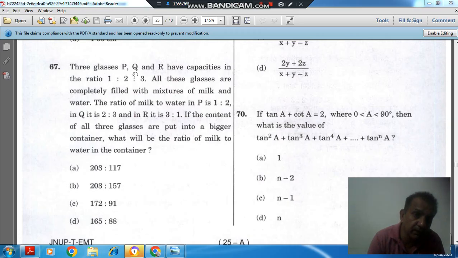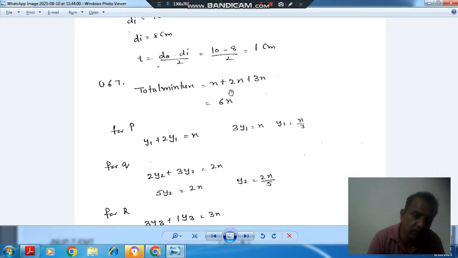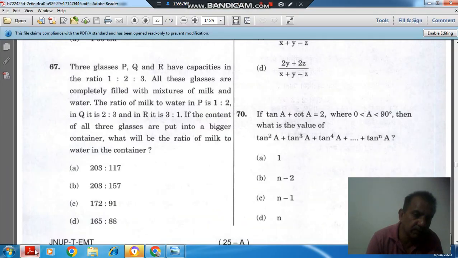So P, Q and R have the capacity ratio 1 : 2 : 3. If x is the capacity of P, then 2x will be the capacity of Q and 3x will be the capacity of R. The total mixture is the summation, 6x. Now in P the ratio of milk to water is 1 : 2.